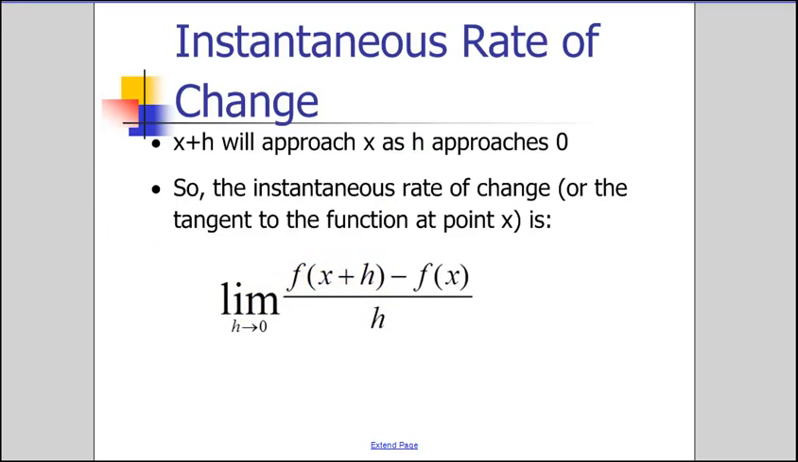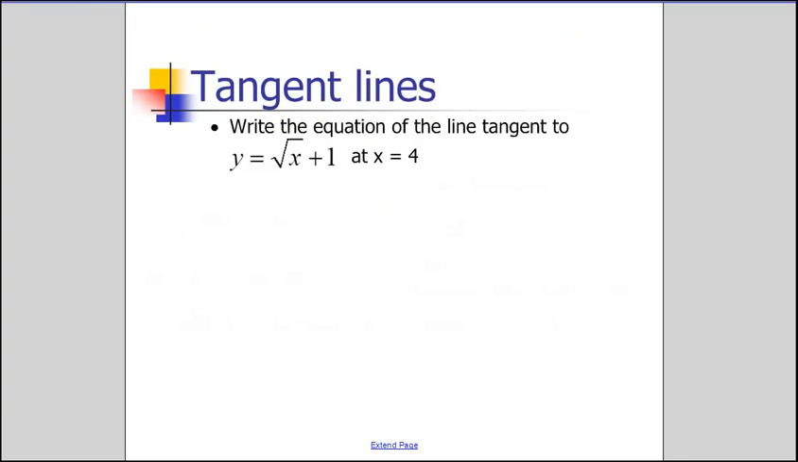So let's look at a sample problem. We have an equation this time, y equals the square root of x plus 1. And we want to write the equation of the line that would be tangent to that function at the point where x equals 4. Now remember, to write the equation of a tangent line, a linear function, we need to find the slope, and we need to then, using a point, write the equation of the line.